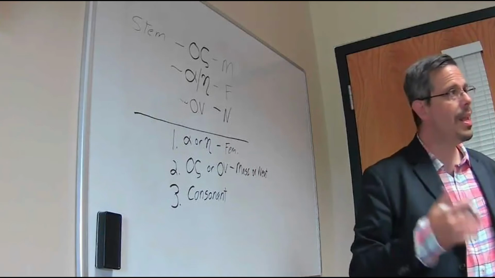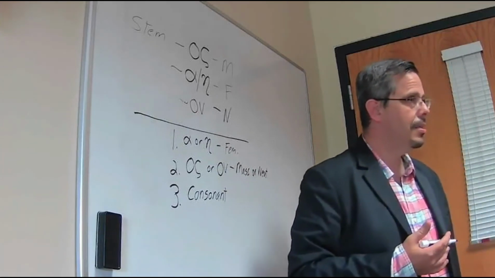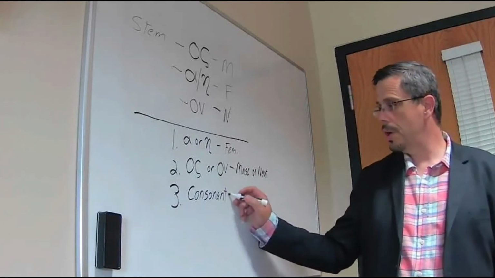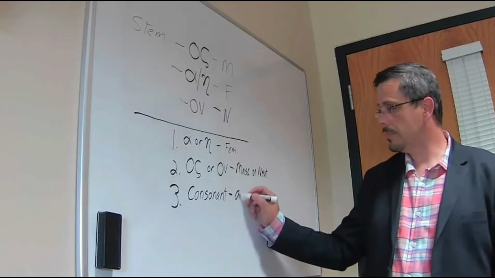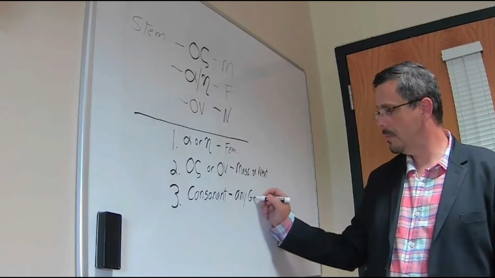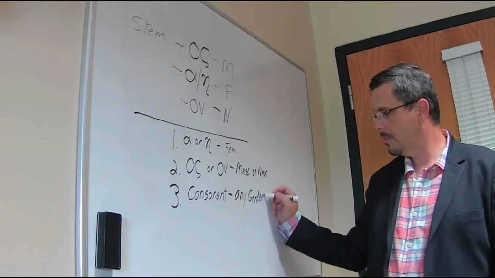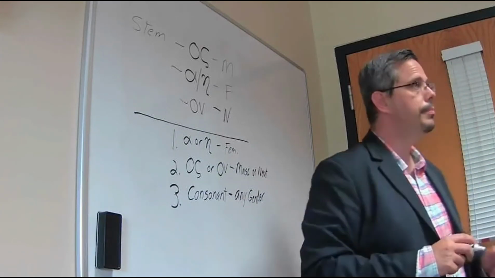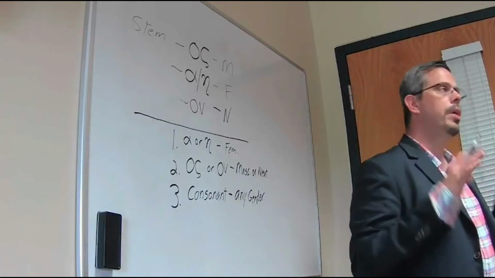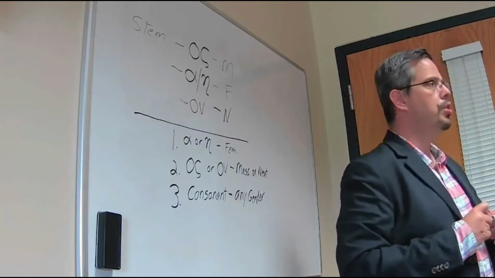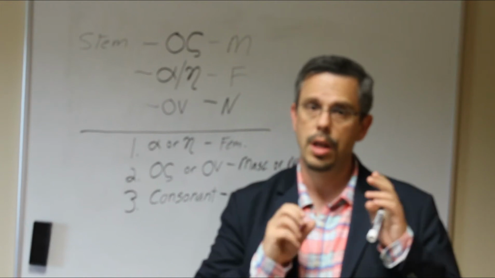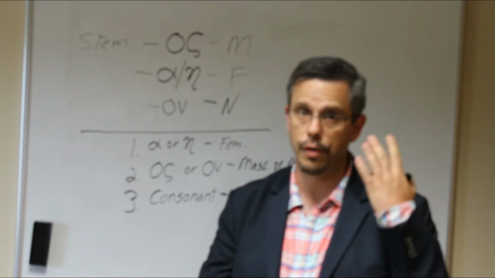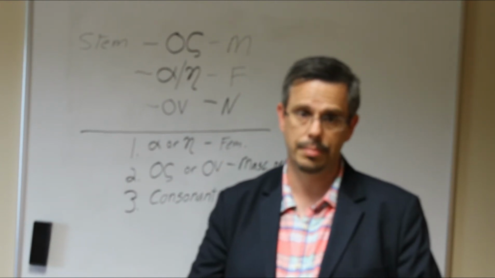So stems that end in a consonant are considered third declension, and they can actually be any gender. Okay? We're not going to deal with third declension until chapter 10, so don't worry about those yet. We're going to focus on the majority of the Greek words, which are first or second declension.